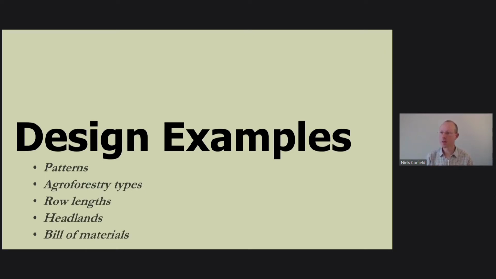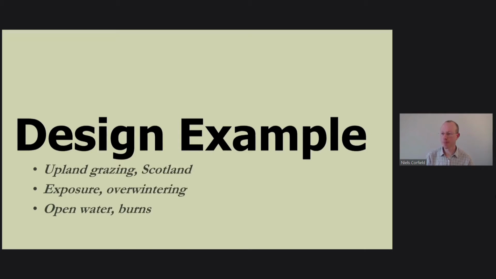So we'll look at some design examples, and within that, the key elements to look at are patterns, different types of agroforestry. So is it a row pattern, for example, or is it alley cropping, silvopasture, etc.? And then when you drill down into the details, getting an idea of what the total length of those rows would be, sizing your headlands or end rigs, or head rigs. And then ideally at the end of that, we get a bill of materials, which we can take to the shop, if you like.